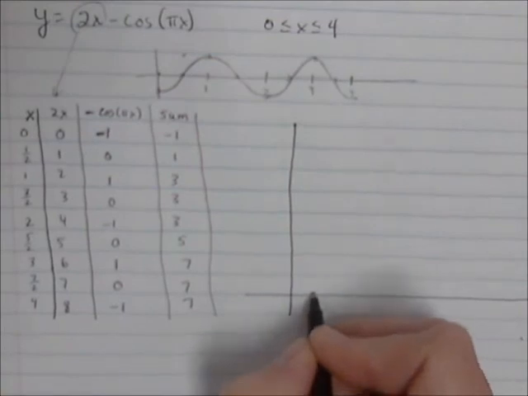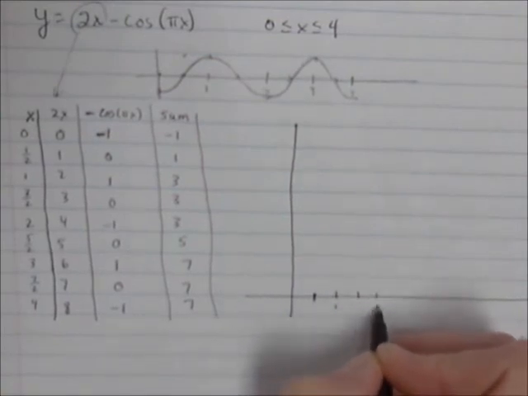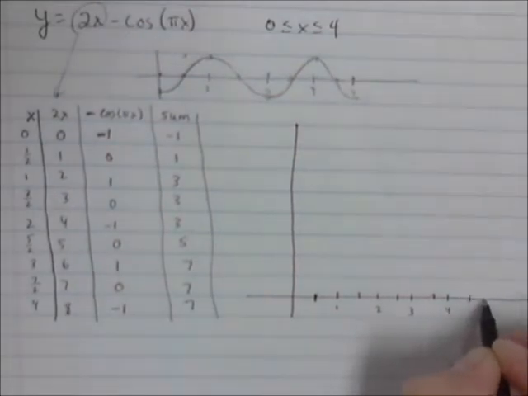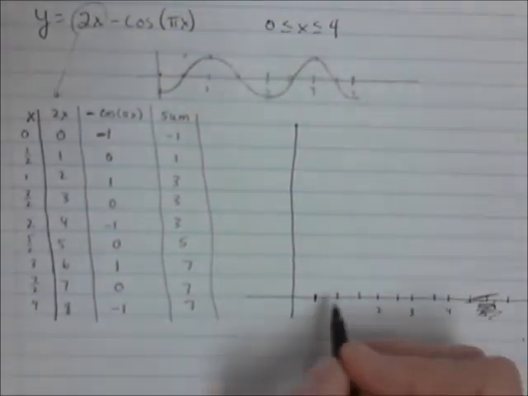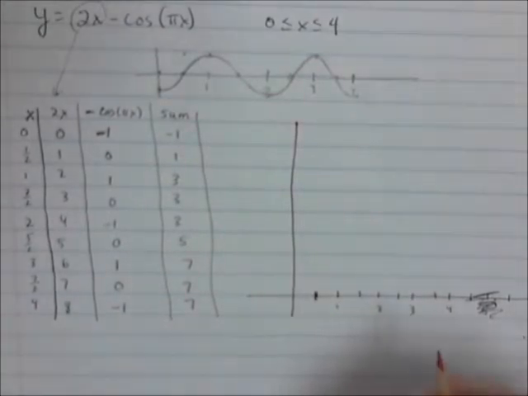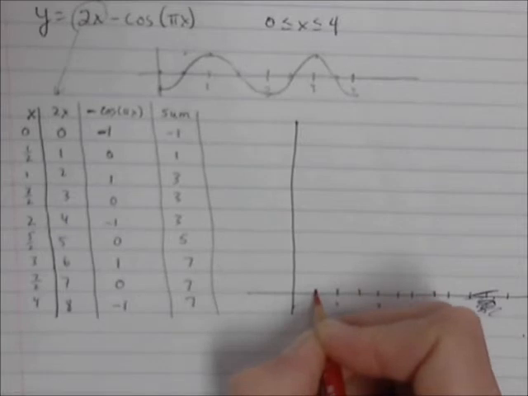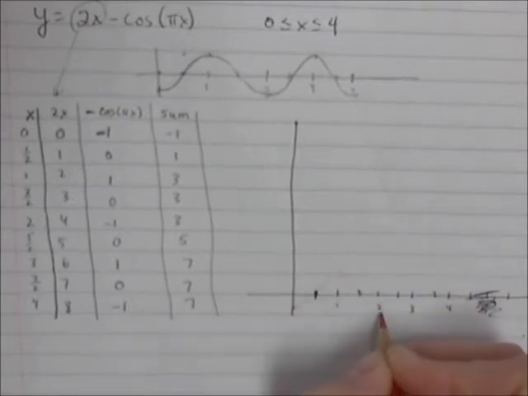So we'll just mark out 1, 2, 3, 4, 5. Oops, I went too far. And I think I'll just lightly sketch in my negative cosine curve like I did before, just to get practiced at sketching that.